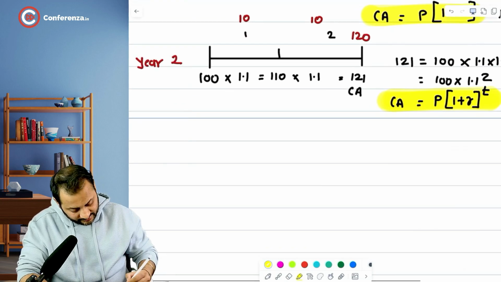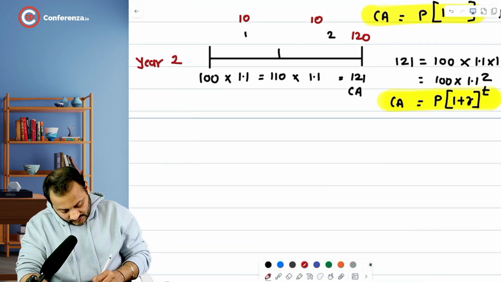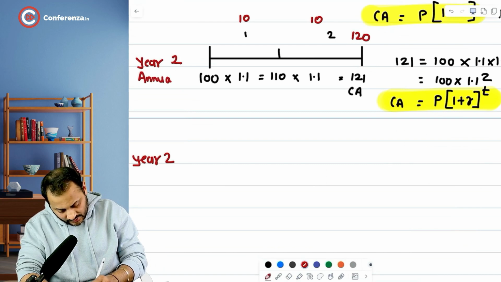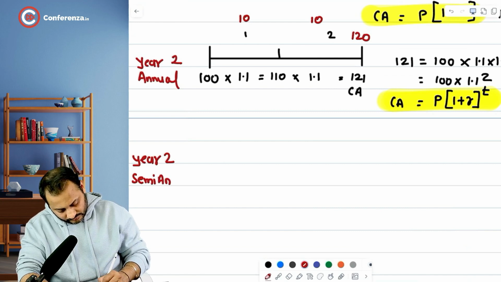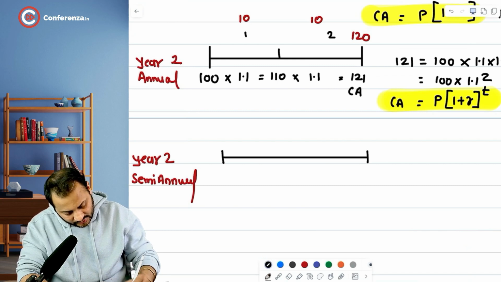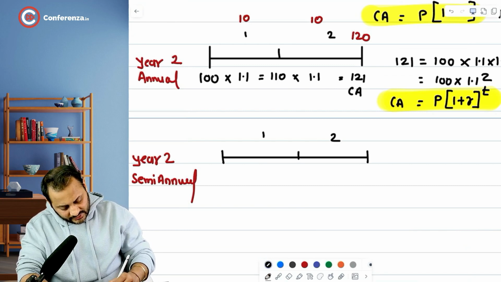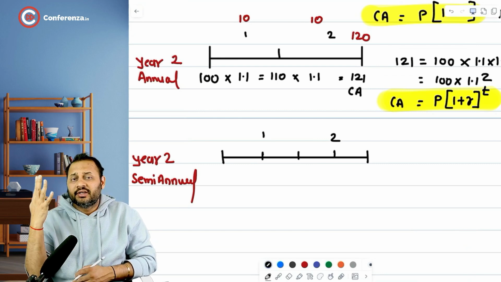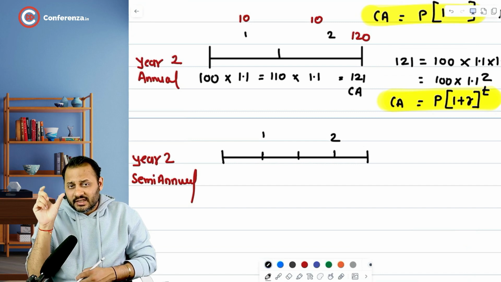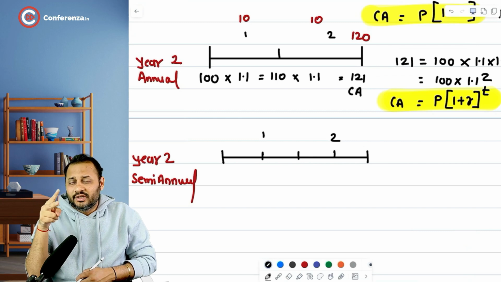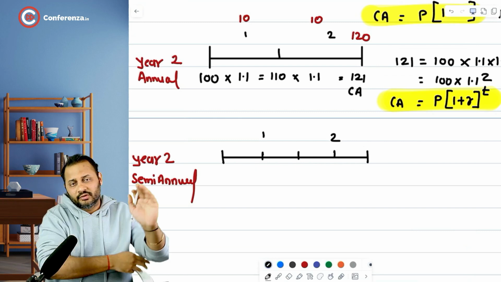Now let's take the same example and discuss. Again, this is of year 2 only, but earlier it was annual compounding, this time it is semi-annual compounding. Now what happens in the semi-annual compounding? I will just draw it here. This is first year and second year, but if you take it semi-annual, you can see that we have 4 different periods of semi-annual in 2 years. Semi-annual means 1 year will have 2 periods of 6 months each, and 2 years will have 4 periods: 1, 2, 3, 4. You can see that.